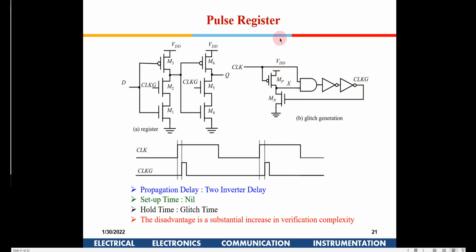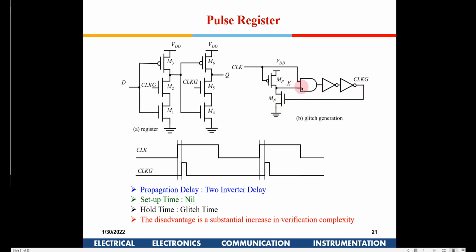Now when the clock is going high, the inputs to both the AND gates will be high, because this X was charged to 1. And for it to get discharged to 0, this has to be switched on.